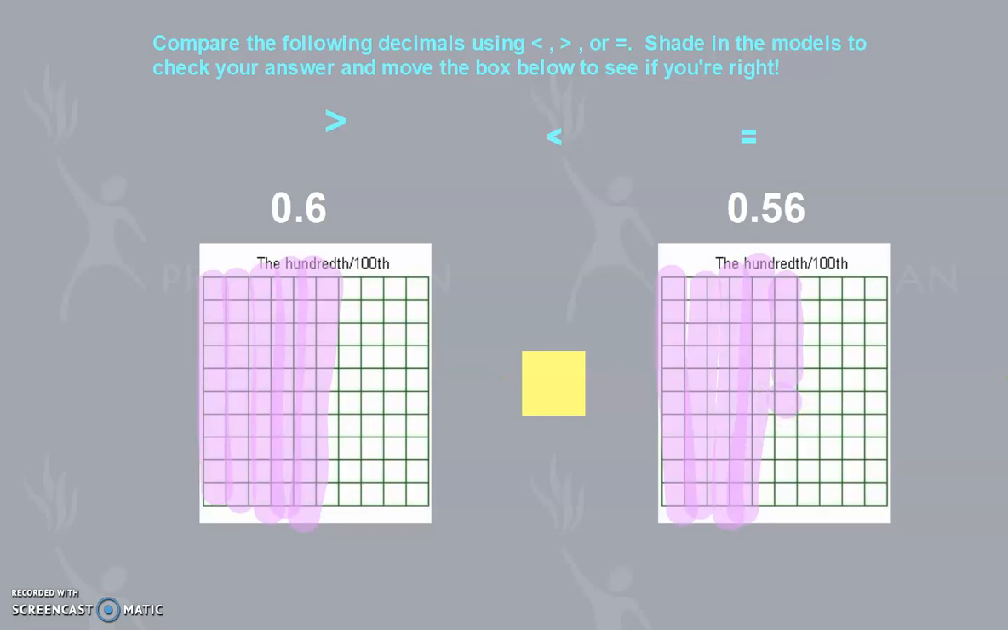So it is 4 away from being equal, but they are not equal. 6 tenths is greater because that would be like having 60 cents. 6 rods is 60 hundredths.